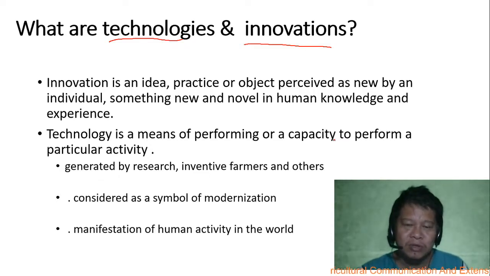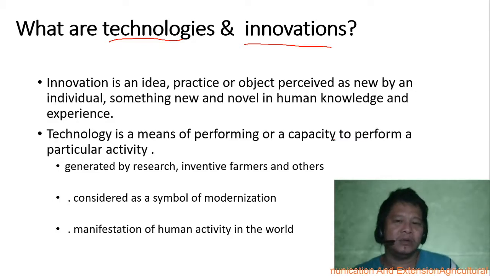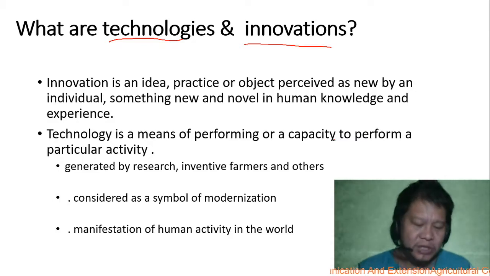Hard technology is computers. We have different types of technology: hard technology and soft technology. Hard technology is the computer, while soft or software technology is MS Word and PowerPoint. Now, what are technologies and innovations?